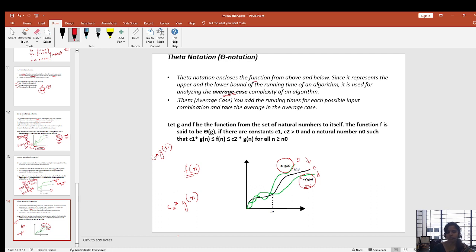So in this way, all three notations can be represented for any specific algorithm. Every algorithm can henceforth be represented in the best case, average case and worst case notation with the help of these three different asymptotic notations.